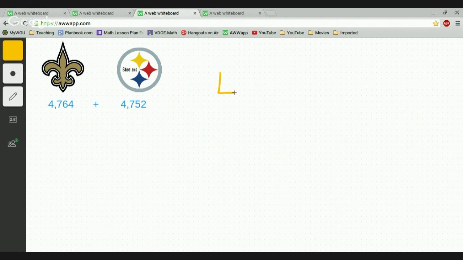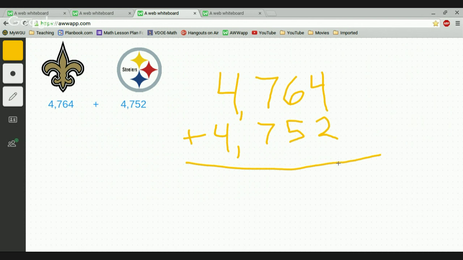First step, we need to take the first number, 4,764. Second number, remember I like to line it up backwards, so the 2, 5, 7, 4. We're adding that up. 4 plus 2 is 6. 6 plus 5 is 11. Remember, 11, you can't put that down because we have one space for that place value. So the 1 stays down, and the 1 in the tens place value gets carried.